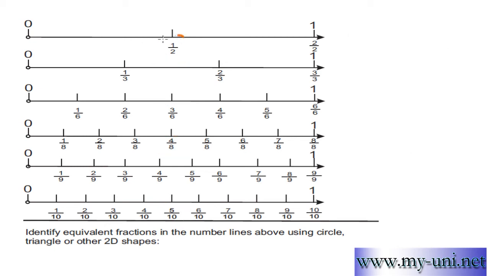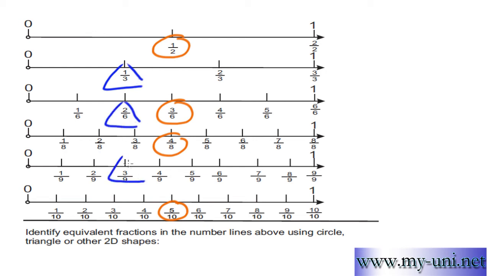So these are equivalent fractions. These four on this side, you'll see that 1 over 3, 2 over 6, and 3 over 9 are all equivalent fractions. Okay, so all these fractions will divide the line into three equal parts. And all these fractions will reduce to the lowest term, which is 1 over 3.